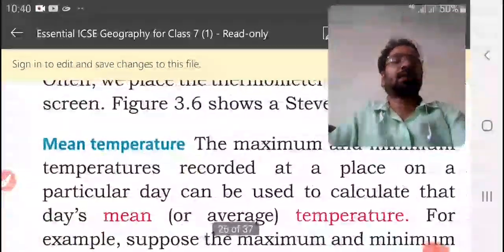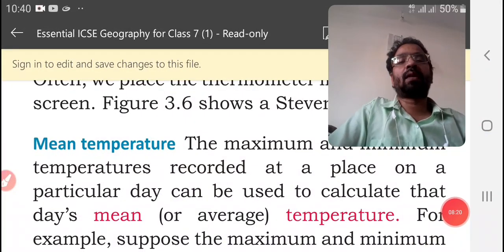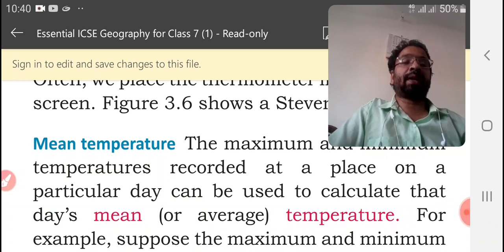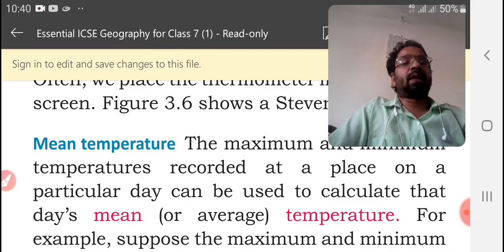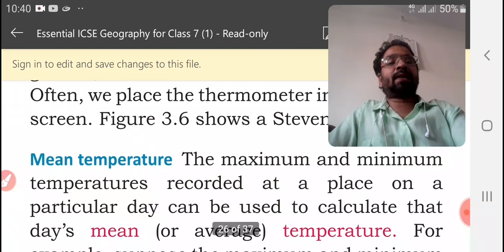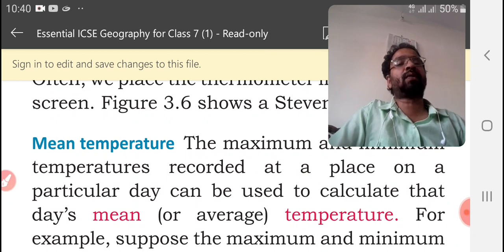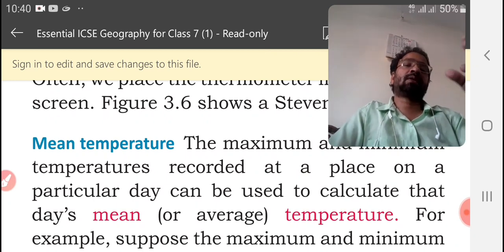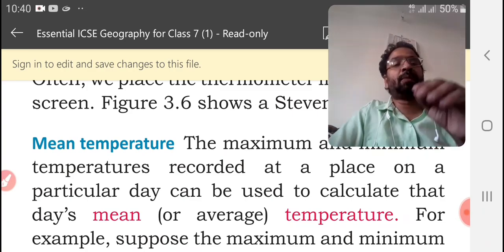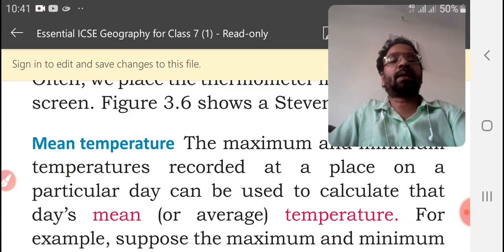And now let us see mean temperature. What do you mean by mean temperature? Mean means average. Then how can we find out the average temperature? The maximum and minimum temperature recorded at a place on a particular day can be used to calculate the day's mean temperature. So we need two sources. One is the maximum temperature, the second one is the minimum, the lowest temperature. Then only we can find the mean temperature.